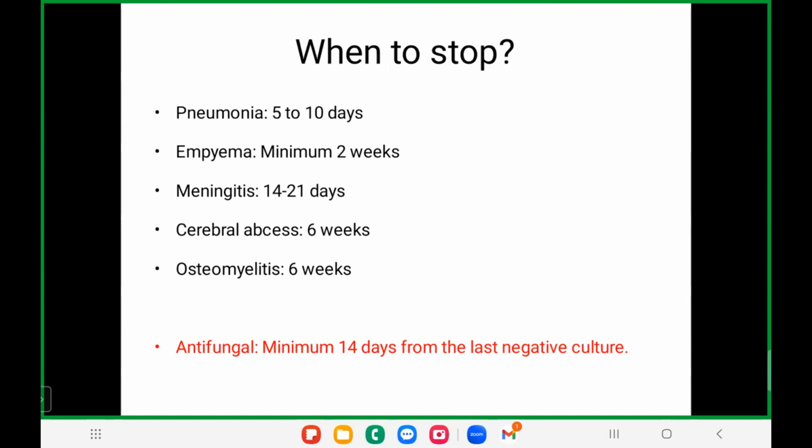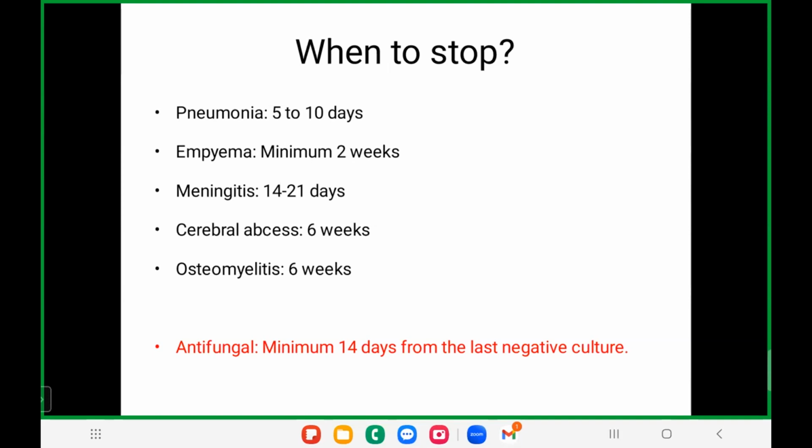Meningitis, minimum of 14 days. If it's gram negative, minimum of 21 days. Complicated meningitis or any cerebral abscess, you give at least 6 weeks of antibiotics. Any bony or joint infection, you need 6 weeks minimum.